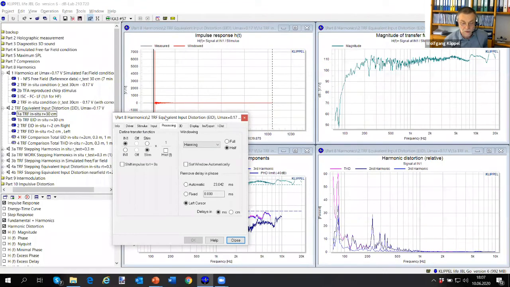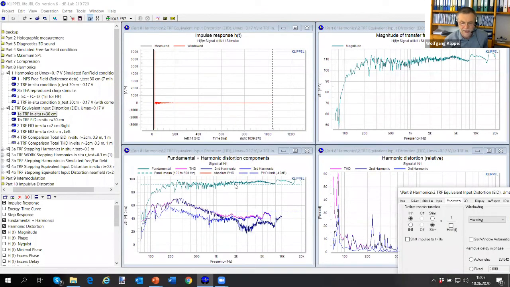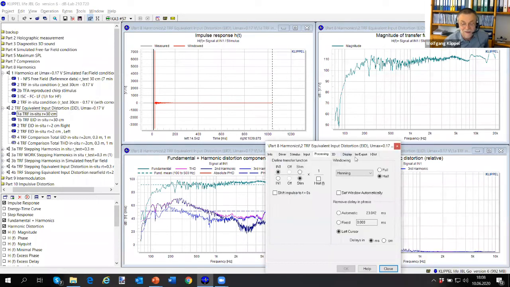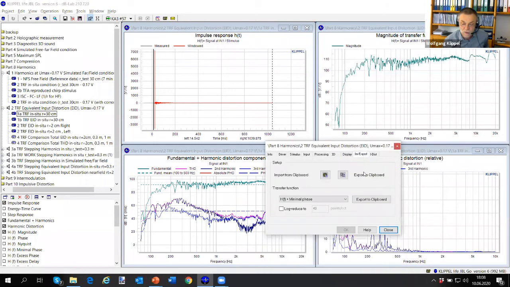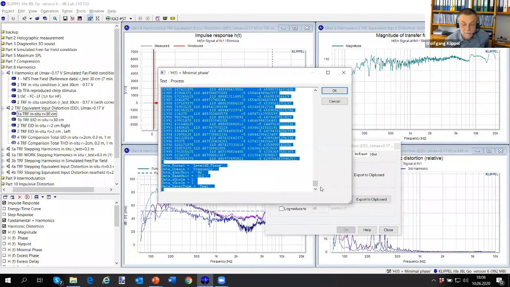So, okay, this is a normal measurement. It looks quite bad, as we have measured it before. Yeah, it's the same. But now I get the magnitude response. If I only grab that, I only get the amplitude response. If I go to the export, I can export the transfer function, also the amplitude response plus minimal phase. I do that. Now the data are here in the clipboard.